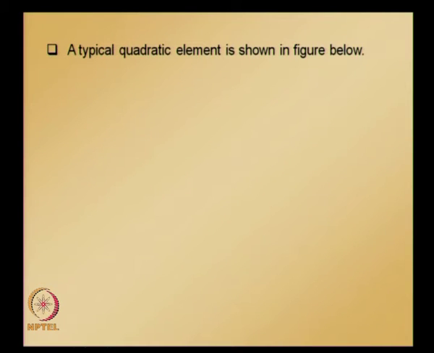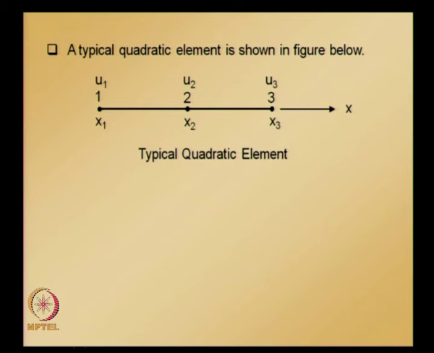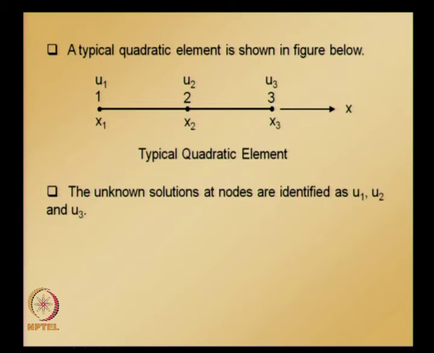So, a typical quadratic element is shown in the figure here, having 3 nodes, node 1, 2, 3, node 1 at x1, node 2 at x2, node 3 at x3 and the corresponding nodal parameters at node 1 u1, u2 at node 2 and u3 at node 3. The unknown solutions at nodes are identified as u1, u2 and u3.